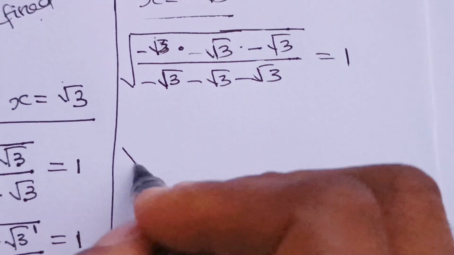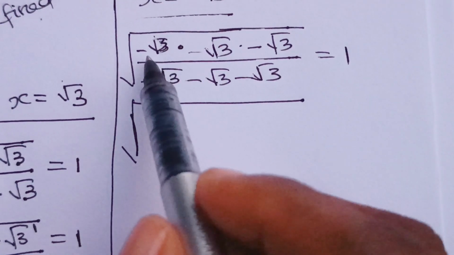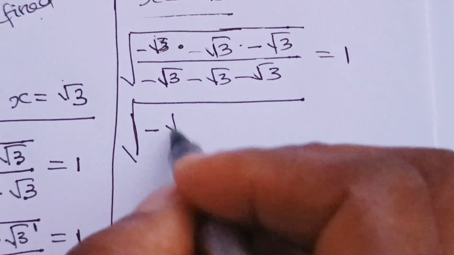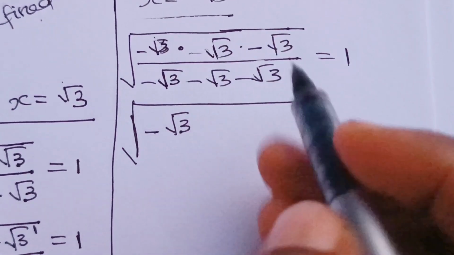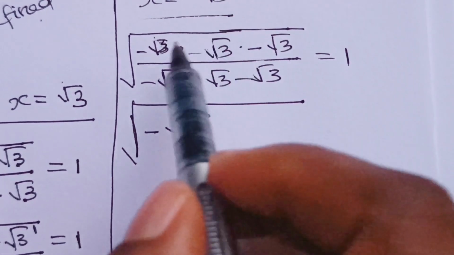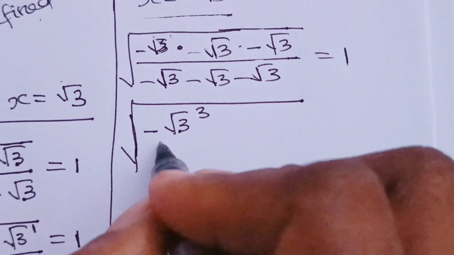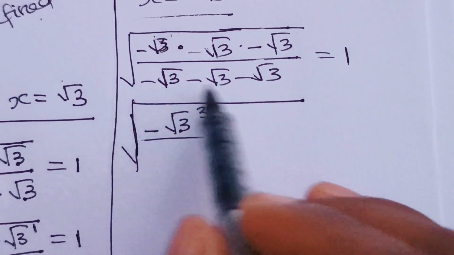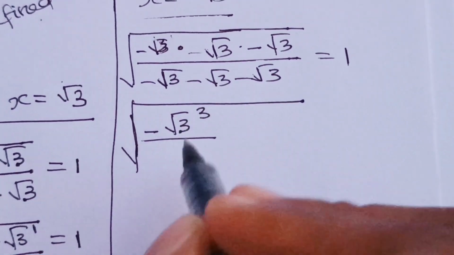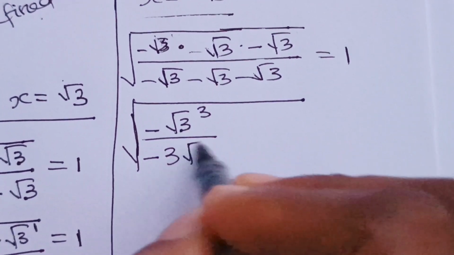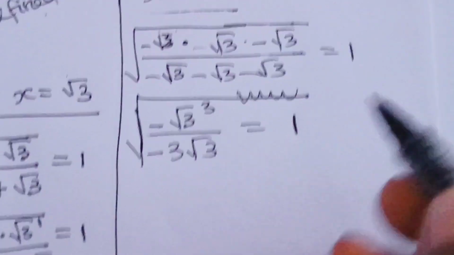Now we have the square root of, so we have the same base, which is minus root 3, and we have the same power, 1, 1, 1. So we have 1, 2, 3. We add everything together to get 3, divided by, now here we have minus root 3 multiplied by 3, so it's going to be minus 3 root 3, is equal to 1.